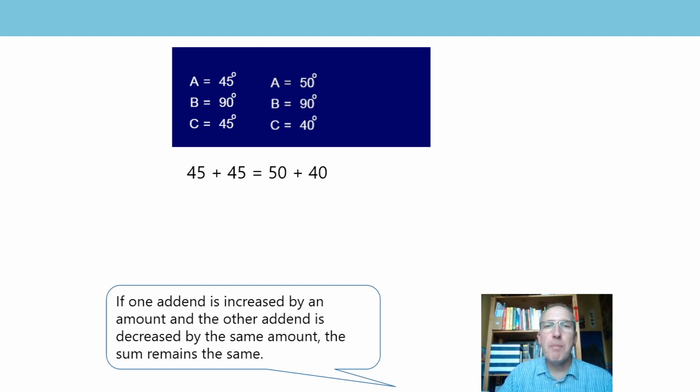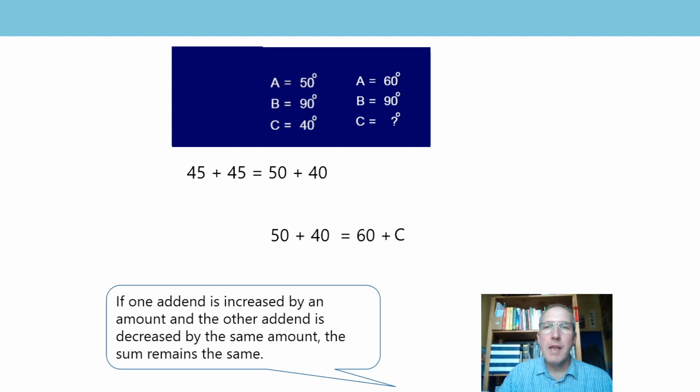Okay, can you write a balanced equation with these angles? Pause the video and come back when you're ready. We can say that 50 plus 40 degrees is equal to 60 degrees plus angle C. Angle A was increased by 10 degrees, so angle C must be decreased by 10 degrees. So angle C is 30 degrees. Is that what you found?